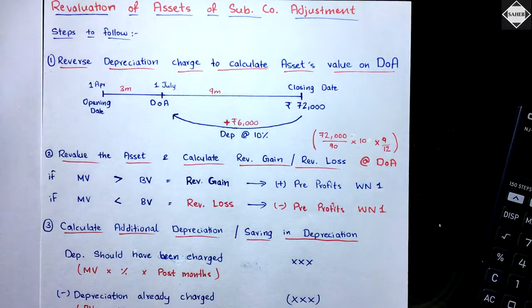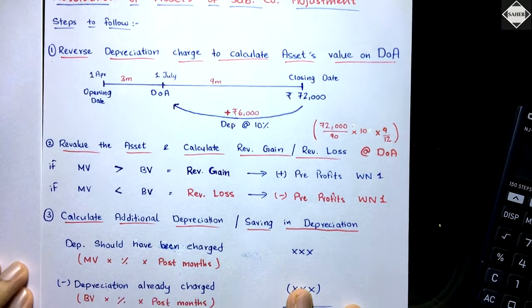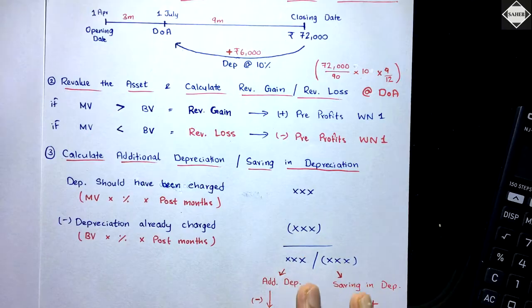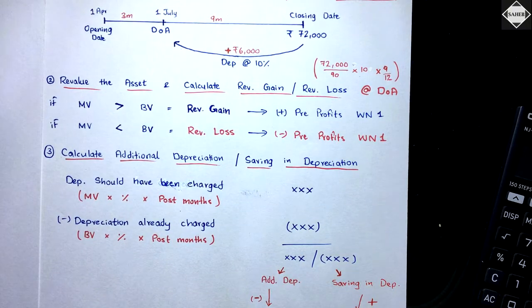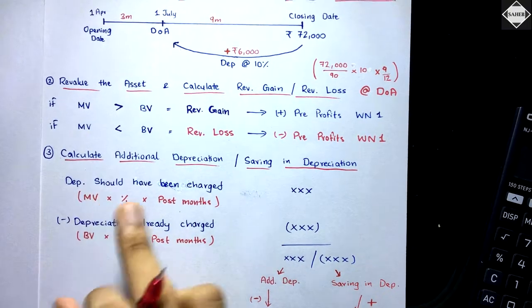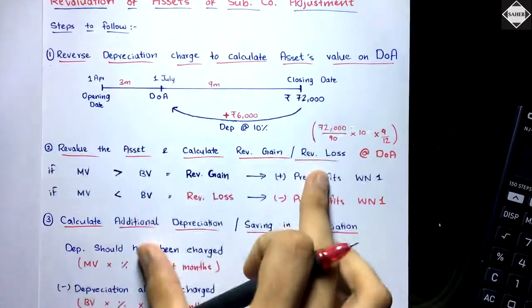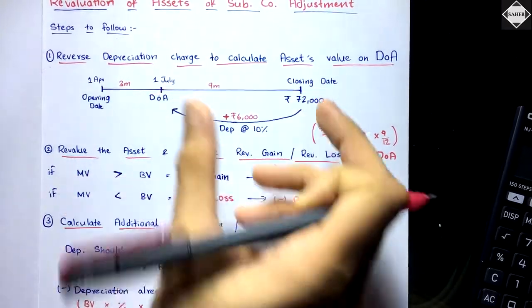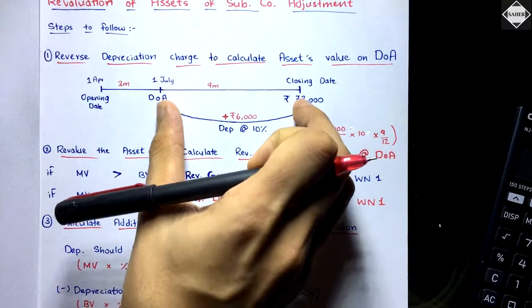And then what do you have? Yeah, so that's regarding revaluation gain and revaluation loss. And then what you have to do is calculate additional depreciation or saving in depreciation, whatever you have in your question. So how will you get to know that? It's very simple. You just have to subtract two depreciations. What two depreciations? See, it's very simple. The first depreciation is the depreciation that should have been charged. This depreciation, okay, is the 9 months depreciation on the market value.